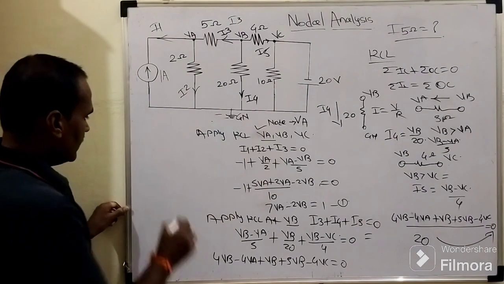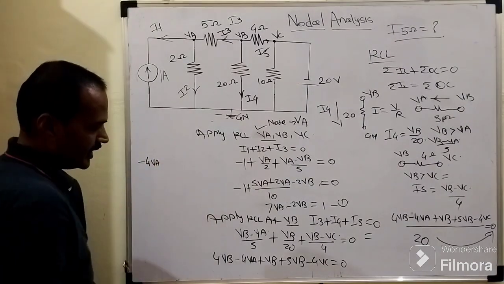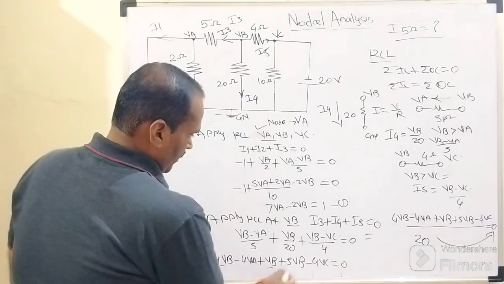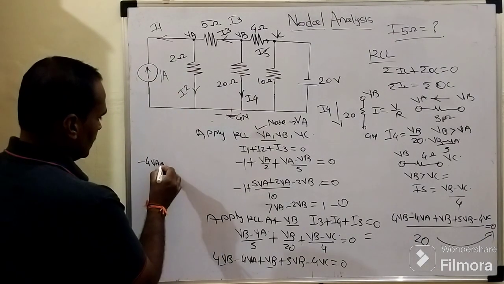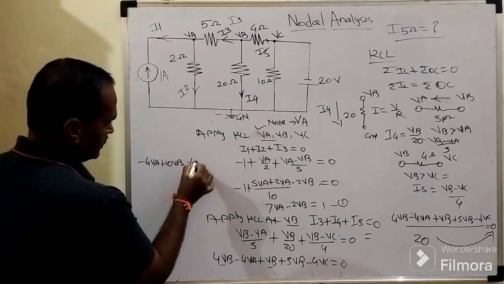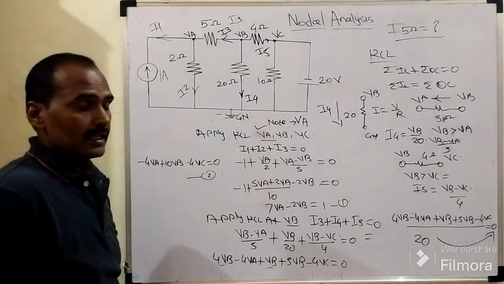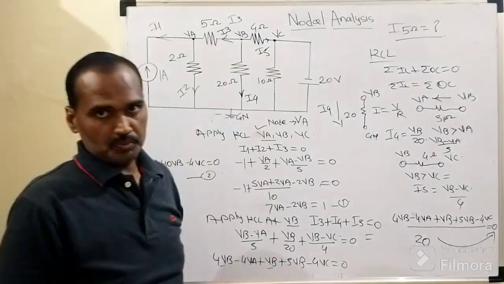So finally, I will write minus 4 times VA in ascending order. How many terms belong to VB? 4 plus 1 is 5, 5 plus 5 is 10. So it will become minus 4 VA plus 10 VB minus 4 VC equals 0. This is equation number 2 when we apply KCL at node number 2.